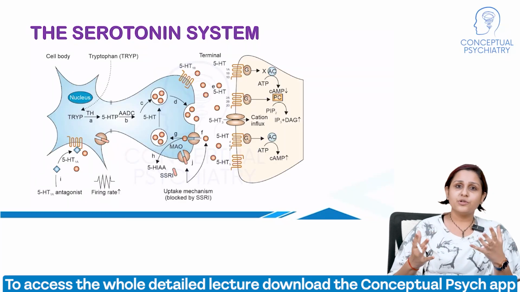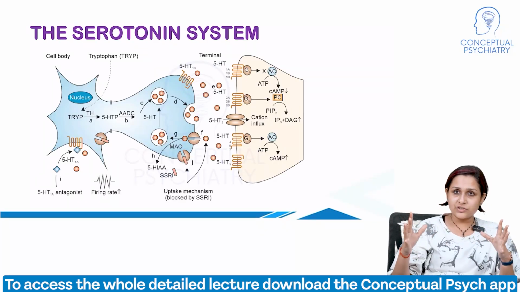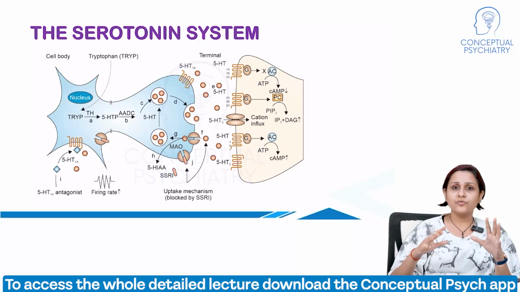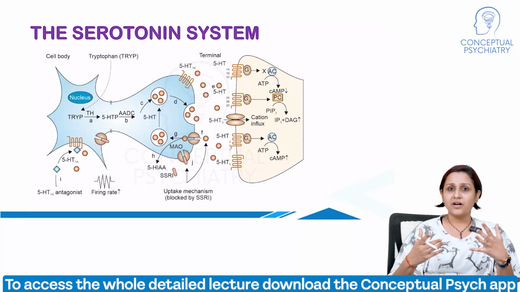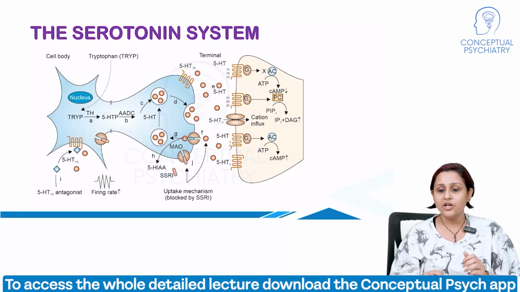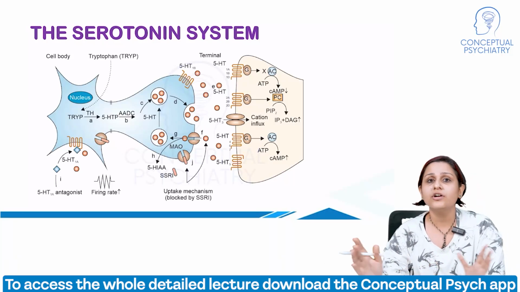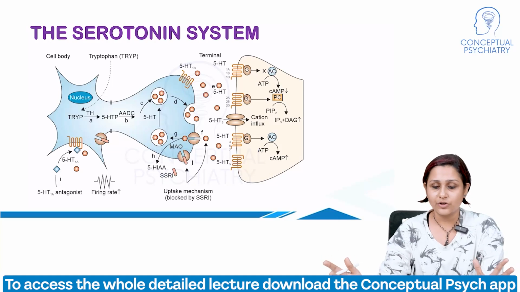So, I'm a pictorial person. I think if you look at pictures, you can get a whole idea of what's going on rather than if we just learn by heart. It makes learning so much easier. So this is one picture that in short can tell you a lot about the serotonergic system, right?